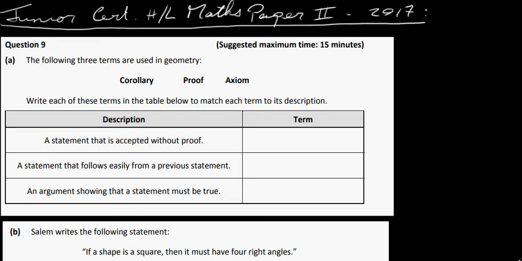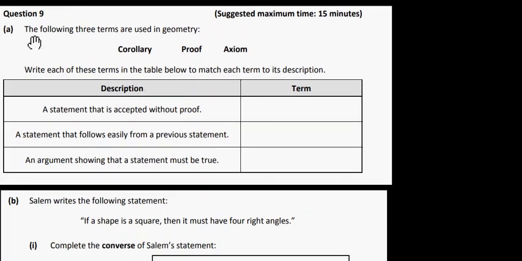Right, so in this video I'm going to have a look at the Junior Cert Higher Level Maths Paper 2 for 2017, and I'm just going to have a look at question 9. Question 9 here starts by looking at these three words here: corollary, proof and axiom. Write each of these terms in the table below to match each term to its description.